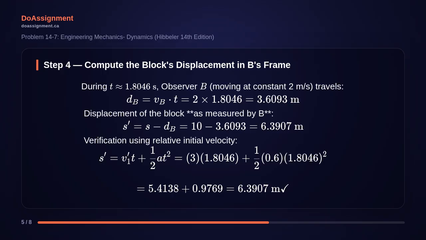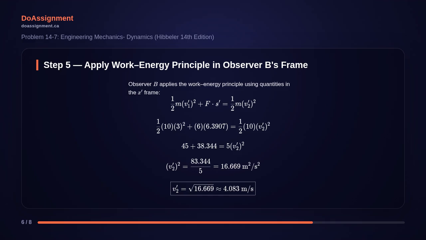So the block's displacement as seen by B is 10 minus 3.61, giving about 6.39 meters. We can verify this using the relative initial velocity of 3 meters per second and the same acceleration, which also yields 6.39 meters. In observer B's frame, the initial kinetic energy uses the relative speed of 3 meters per second, and the work uses the relative displacement of 6.39 meters.